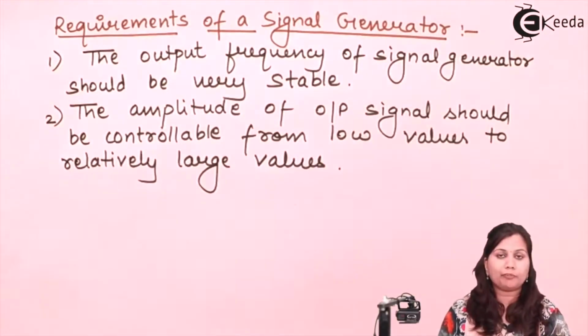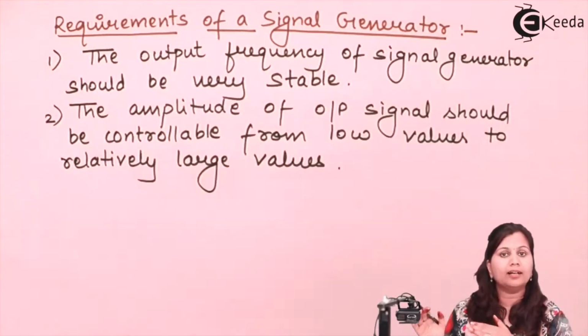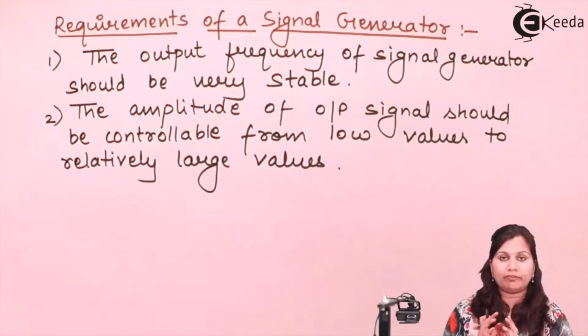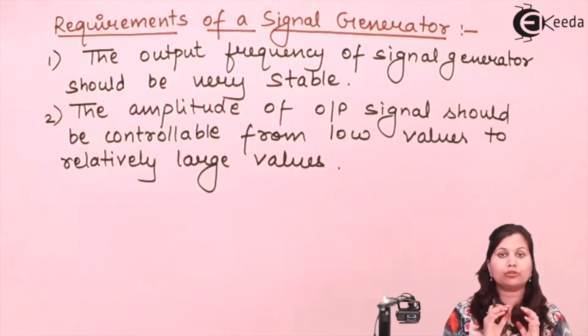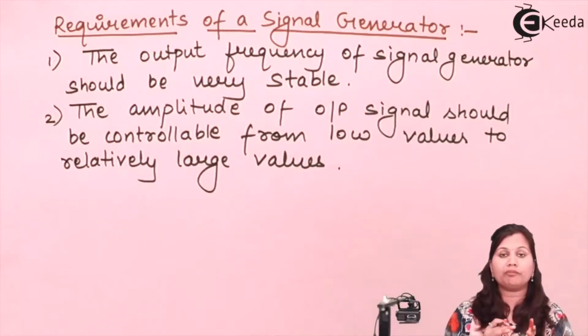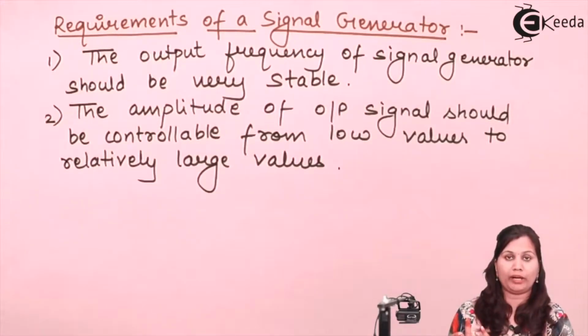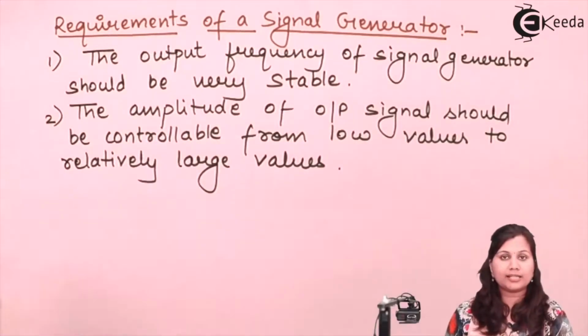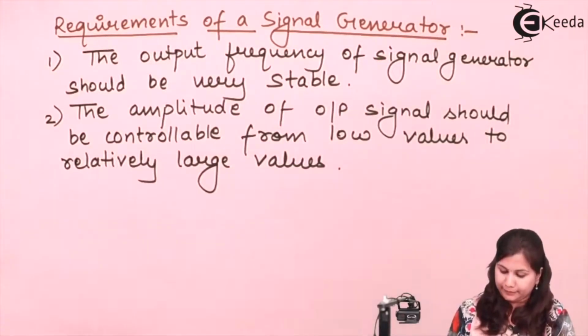Now, not only the output frequency but also the amplitude of the output signal of the signal generator should be controllable between lower values and larger values, so that whatever amplitude we want can be obtained. Suppose we want the output waveform to be of low amplitude, that can be controlled. Also, if we want a waveform of very large amplitude, we can adjust the amplitude according to our requirements in the laboratories.